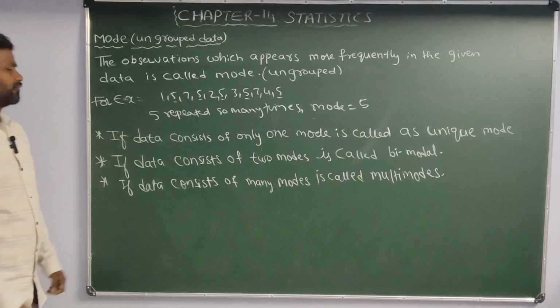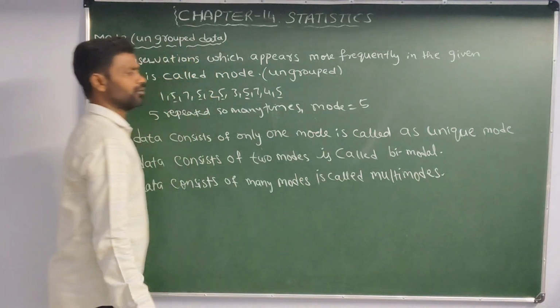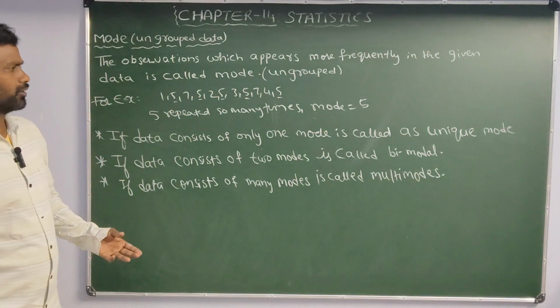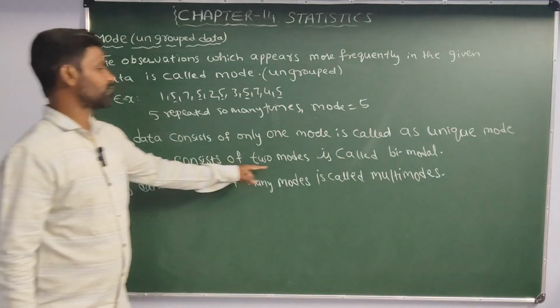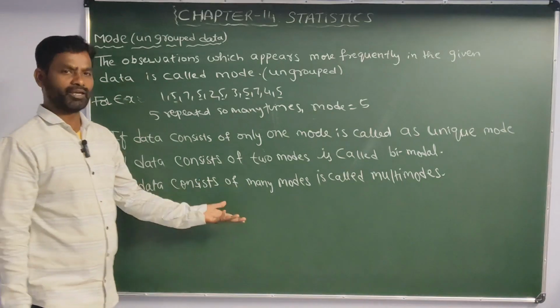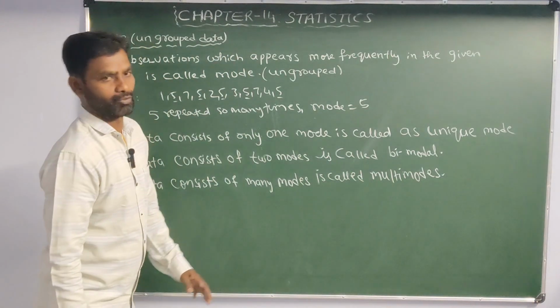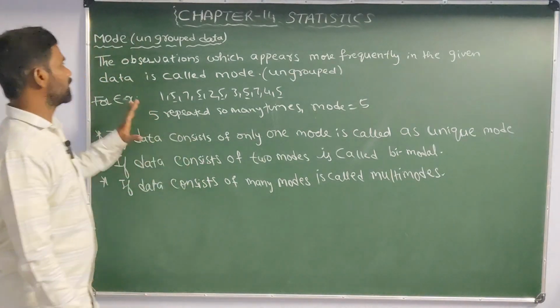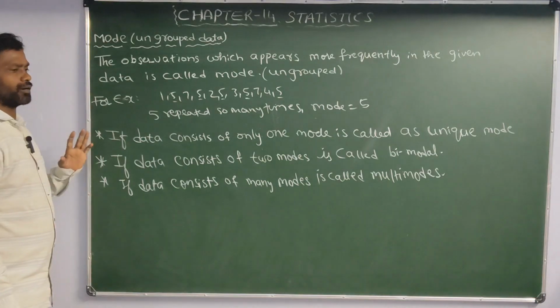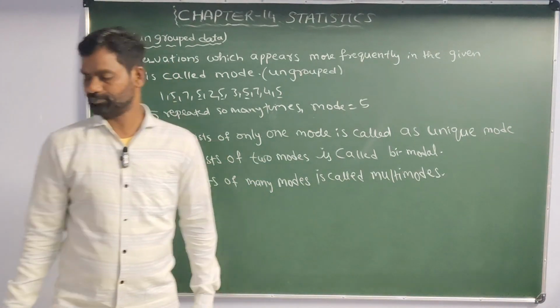If the data consists of only one mode, that is called unique mode. If data consists of two modes, it is called bimodal. And if data consists of many modes in the given data, then that is called multimodal. So this is about the mode of ungrouped data. Now, next is about the mode of grouped data.